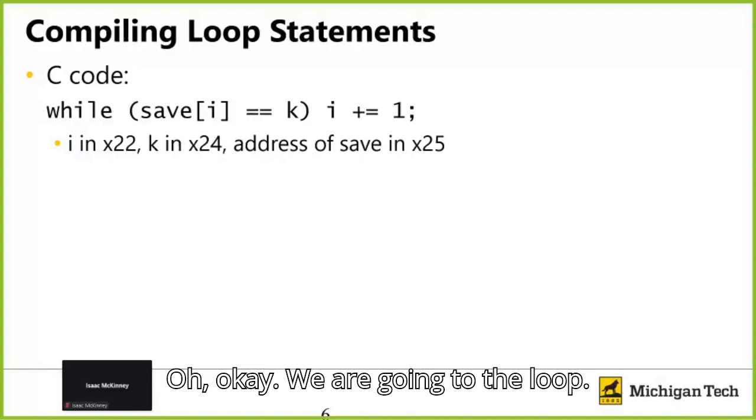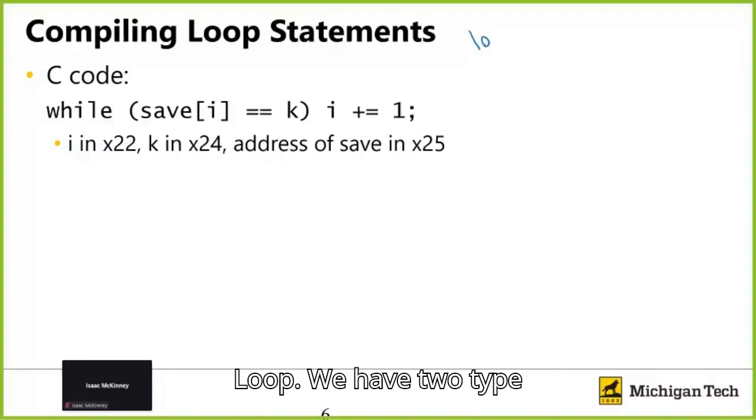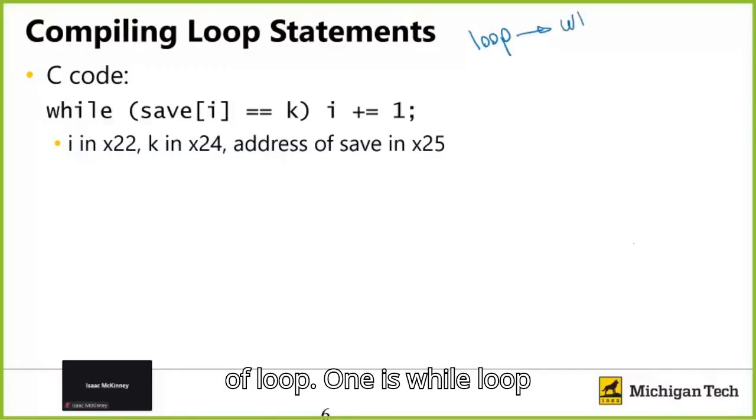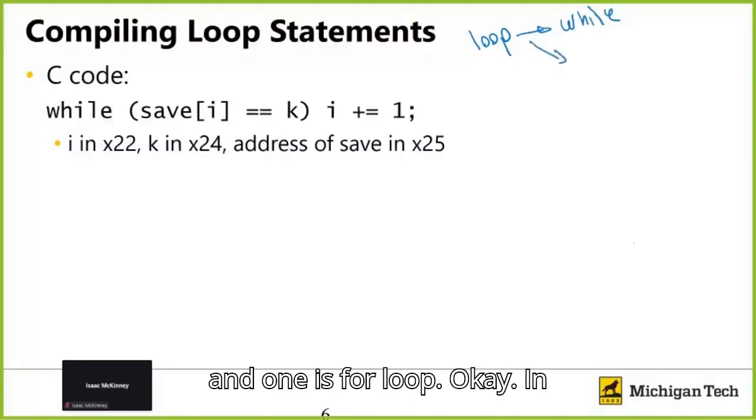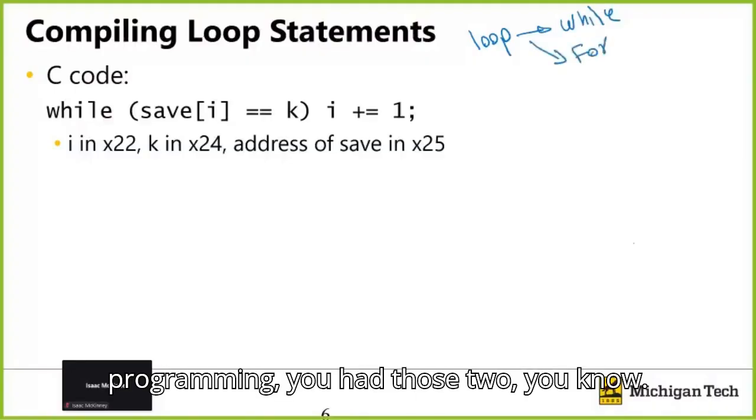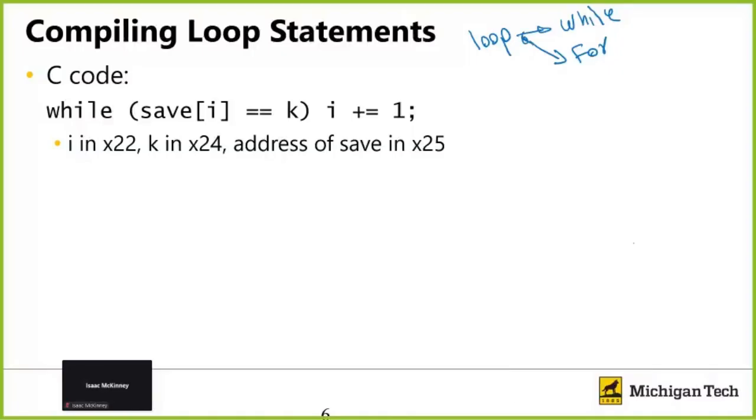Okay, anyway, let's go to another example. We are going to the loop. We have two types of loop. One is the while loop, and one is the for loop. In programming you had those two, you know.